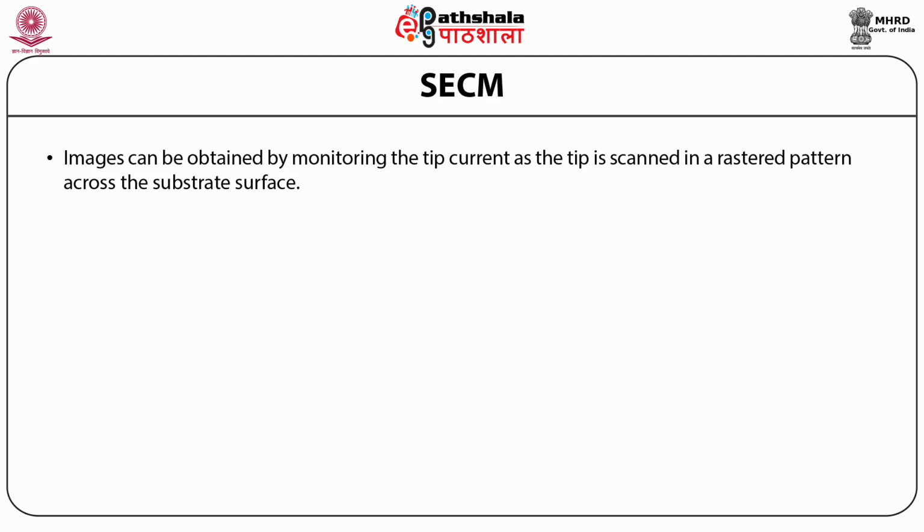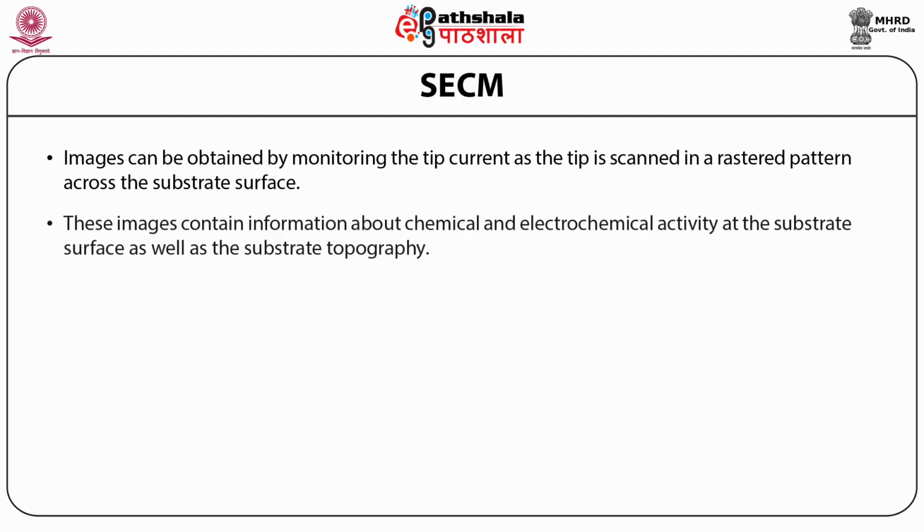And the imaging signal in SECM arises because the Faradaic current flow resulting from the electron transfer reaction at the tip is perturbed by the substrate surface. These images contain information about chemical and electrochemical activity at the substrate surface as well as the substrate topography.